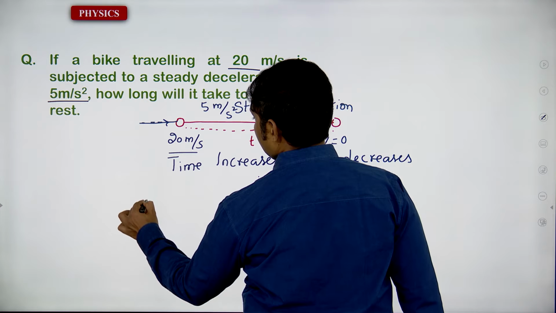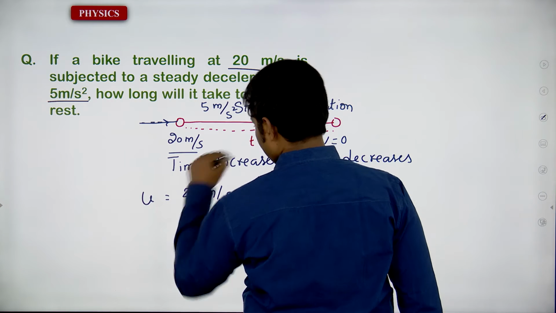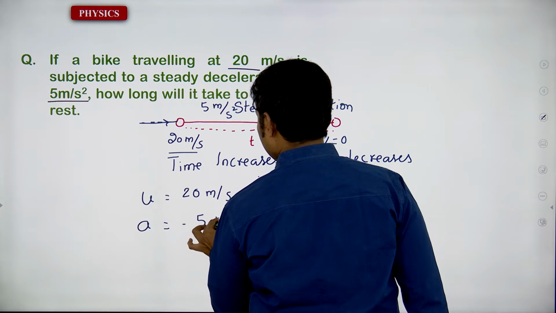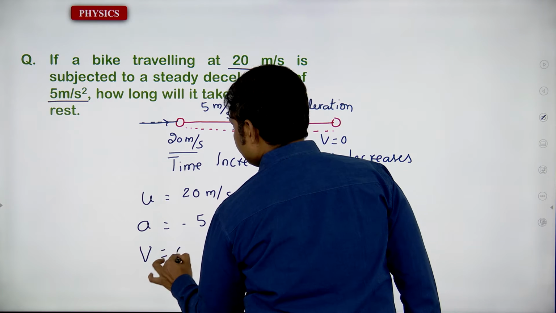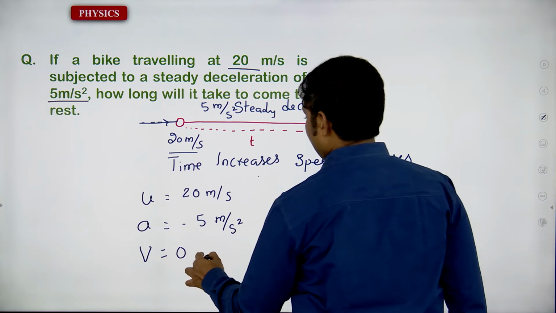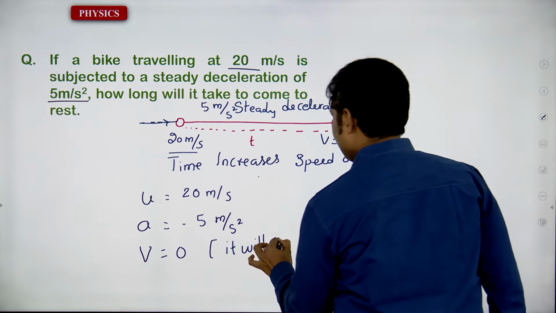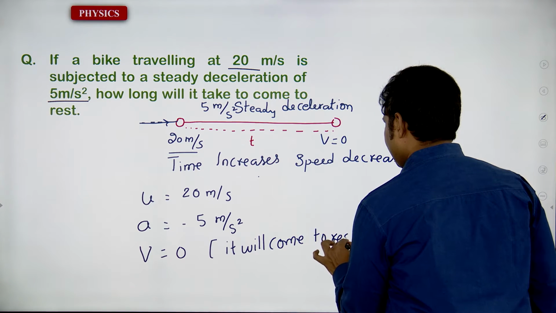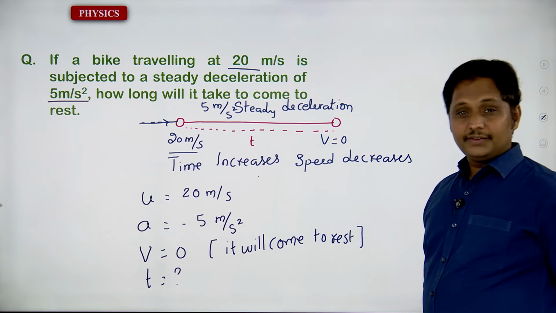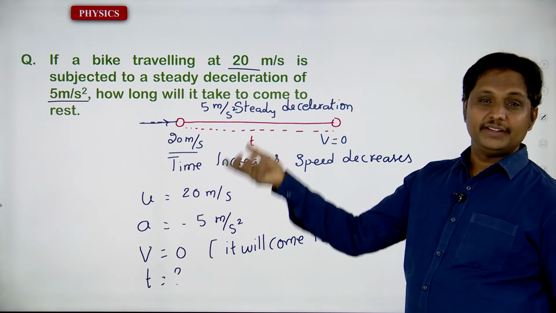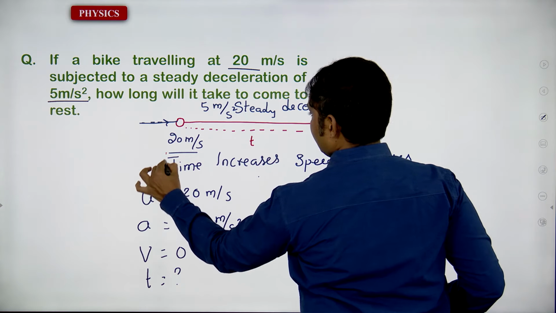Write down: u is equal to 20 meter per second, and deceleration a is equal to minus 5 meter per second square. We have to take the negative sign. V is equal to 0, the final velocity at rest position, and we have to find t is equal to question mark. The 5 meter per second square is the steady deceleration, and speed is going to decrease. It's very easy to observe.